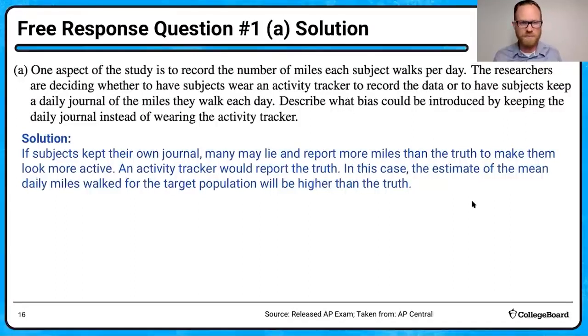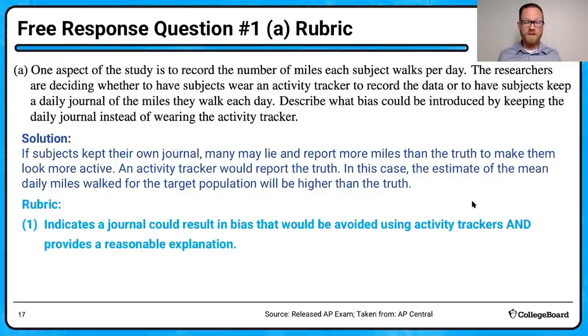In this case, the estimate of the mean daily miles walked for the target population will be higher than the truth. So that's our model solution, but maybe more important here, we want to understand what the rubric would be looking for and to see the certain parts of this solution that would satisfy that element in the rubric. So let's take a look. The first component that is needed on the rubric says, indicates a journal could result in bias that would be avoided using activity trackers and provides a reasonable explanation.